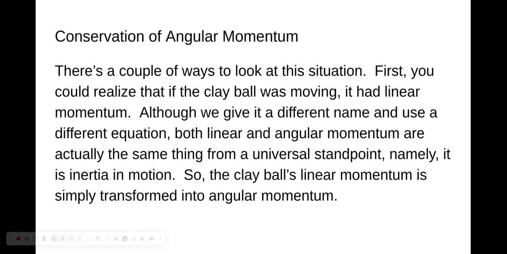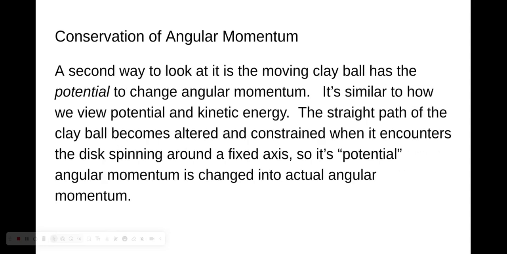A second way of looking at it, very similar to that, is to think about kinetic energy versus potential energy, which can change into each other. It's the same way with momentum. The clay ball is moving and has the potential to change into angular momentum if it strikes something at an angle. The straight path of the clay ball becomes altered, and then it's constrained to spin about an axis itself. So it was going straight, and all of a sudden it's forced to spin, but it didn't lose momentum. It just changed from linear into angular.